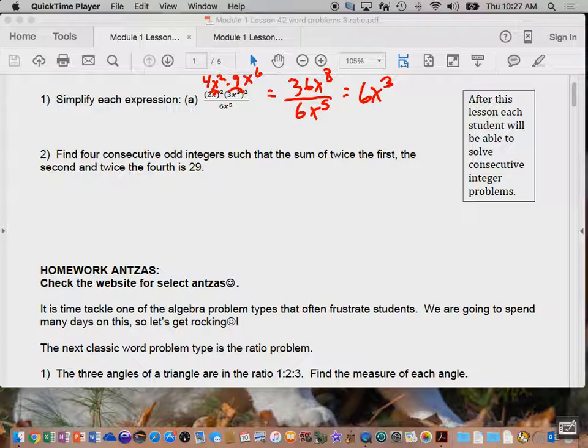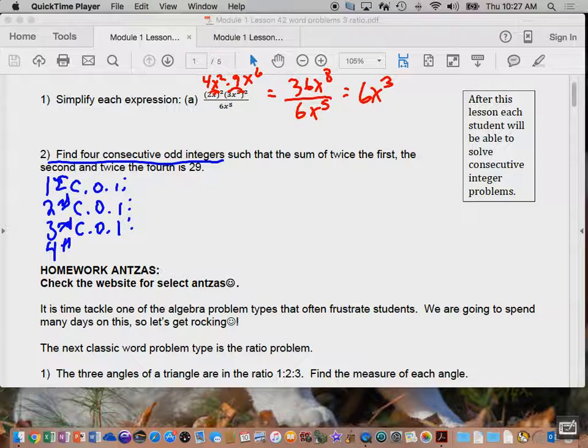Okay. Next up, find 4 consecutive odd integers. Now, I always like to say to myself, stop, look, and write out your setup for 4 consecutive odd integers. First consecutive odd integer. Second consecutive odd integer. Third consecutive odd integer. Fourth consecutive odd integer.